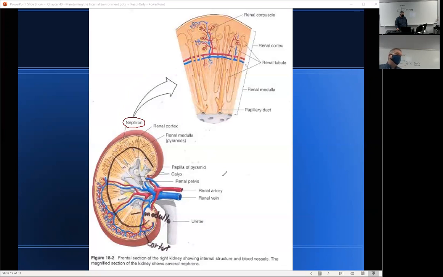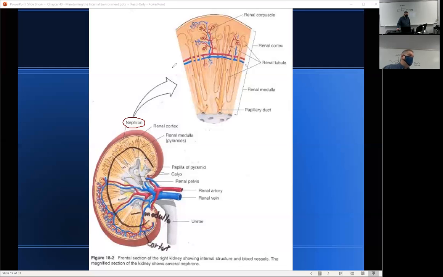Nephrons, N-E-P-H-R-O-N. Nephrons are actually the functional units of the kidney. So this is where all the work of filtering the blood, of concentrating nitrogen waste down, and osmoregulation as well, happens. That happens inside these little tubes called the nephrons.